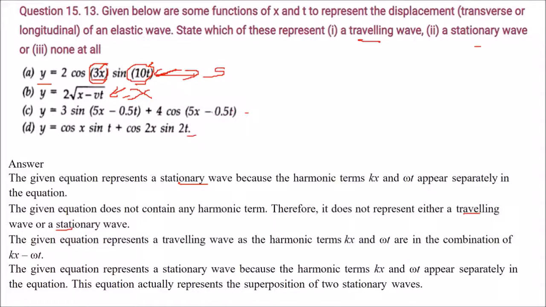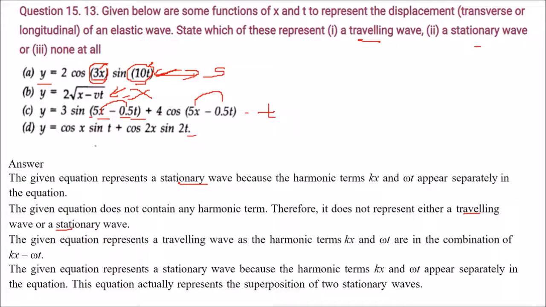In this equation, this is representing a traveling wave, because the kx and omega t are in the combination, meaning kx minus omega t. Here also it's kx minus omega t form. Here k is 5 and omega is 0.5. So this equation is a traveling wave equation.